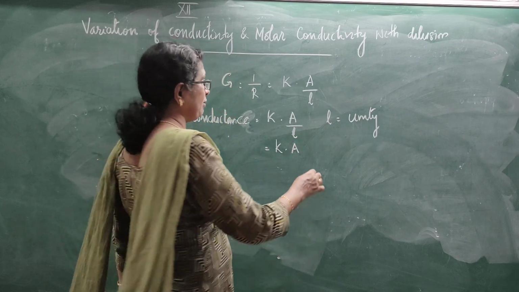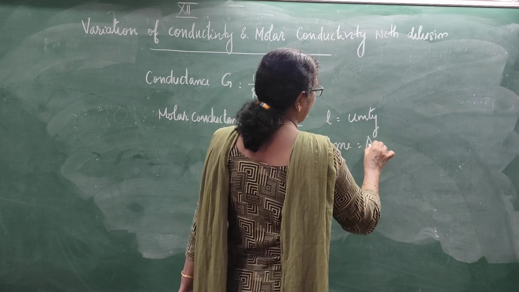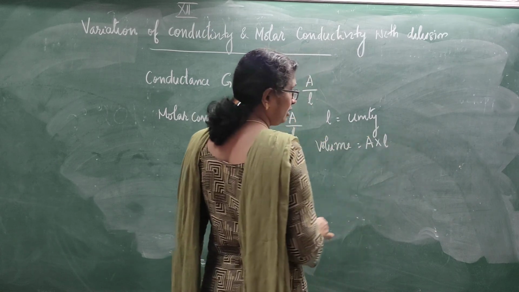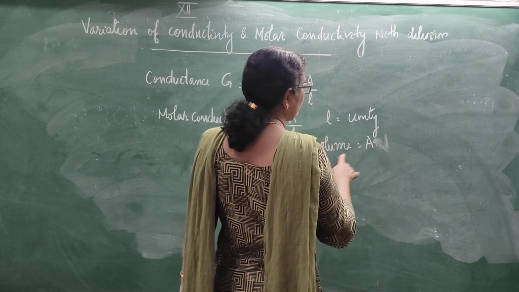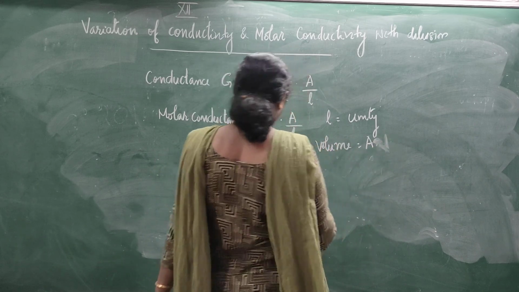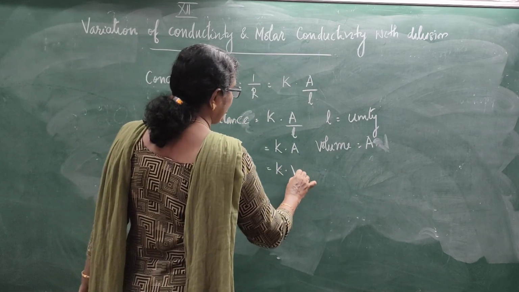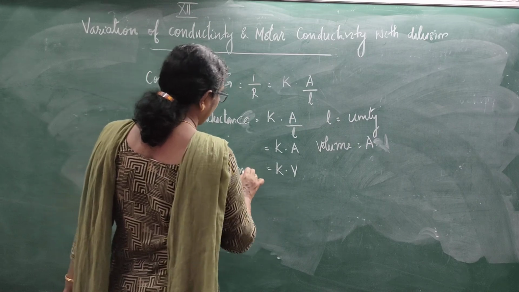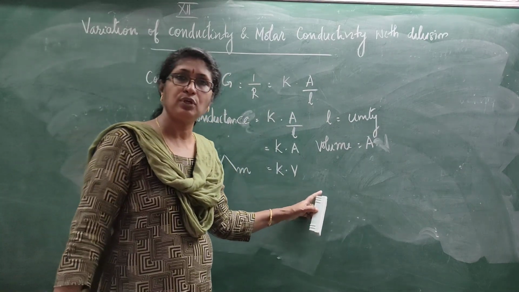Now what is volume? Volume is equal to area into length, isn't it? If length is 1, then volume is equal to area. So we can say the molar conductance is equal to K into V. Lambda m is equal to K into V, that is, conductivity into the volume of the solution.